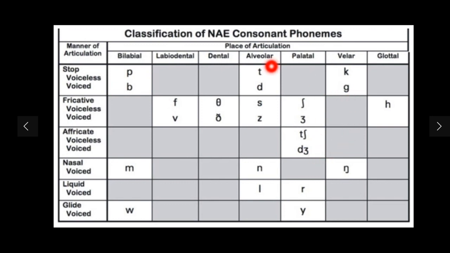Similarly, you can read this whole chart and identify these consonant sounds according to place, manner, and voicing. So three things are very important when you are describing a consonant sound. You have to talk about place of articulation, manner of articulation, and its voicing.